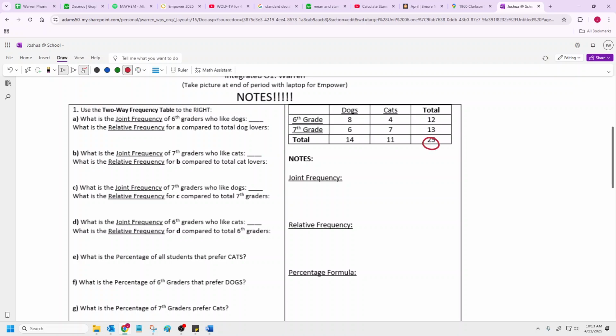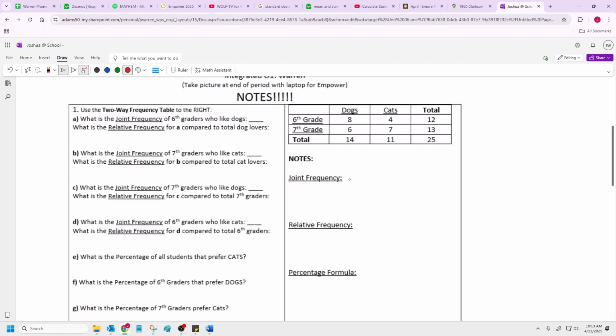And this is how the data is split up. So you basically have two-way frequency tables. Remember, two-way: left and right, up and down. Frequency: the amount of stuff that takes place. So that's basically how this works right here. And so let's go ahead and talk about it.